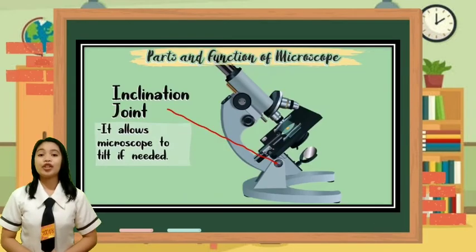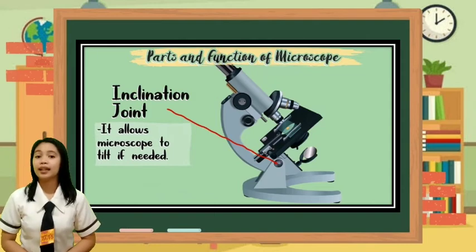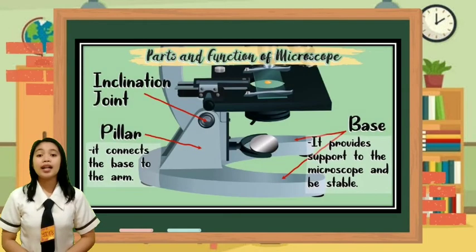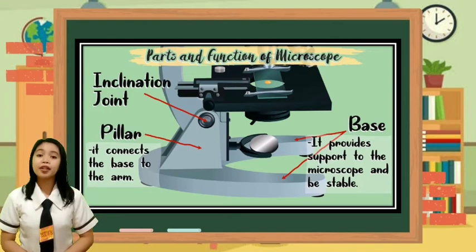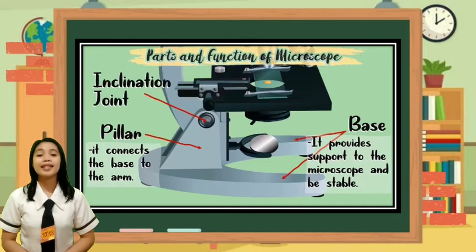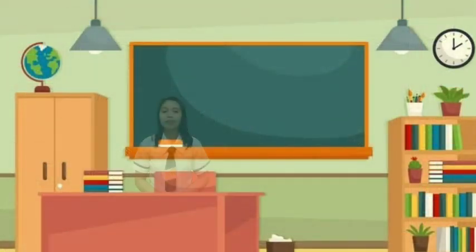The inclination joint, it allows the microscope to tilt if needed. The base, it provides support to the microscope and keeps it stable. The pillar, it connects the base to the arm.